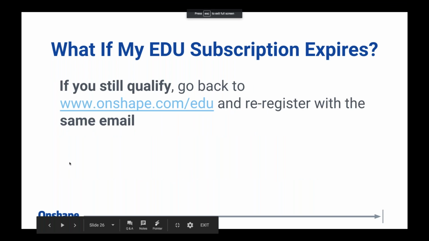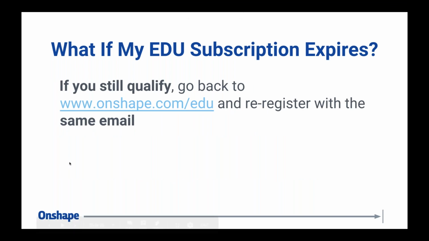What if my EDU subscription expires? It will expire after 1 year. Just go back. If you still qualify, you're a student or a teacher at an accredited academic institute, go back to onshape.com/edu and re-register with the same email, and all your documents will still be there for you, and you'll be able to access it again for another year.